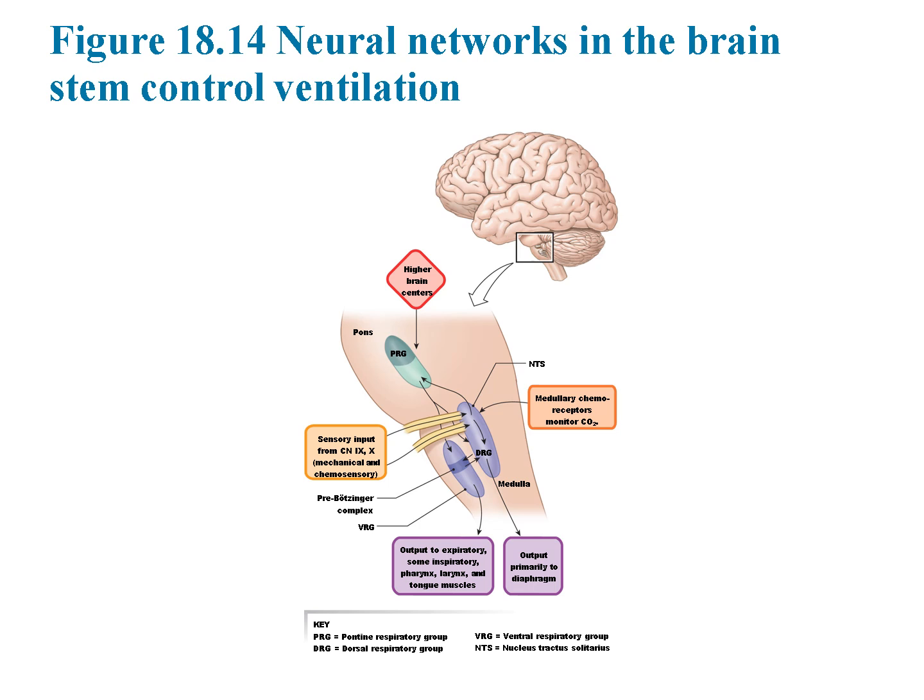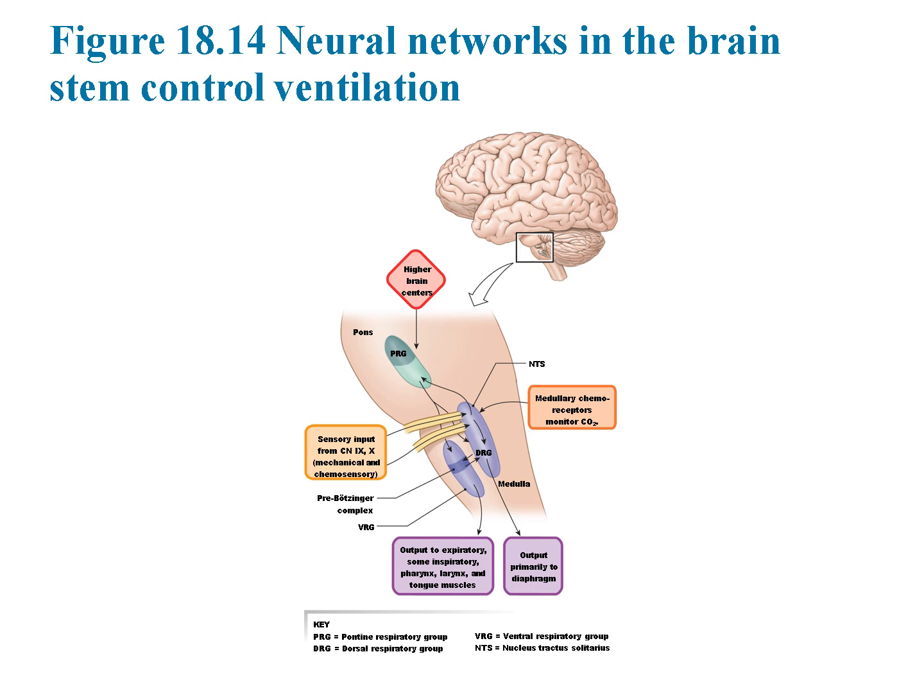These inputs include signals from mechanoreceptors and chemoreceptors, which provide information about lung stretch and chemical changes such as carbon dioxide levels in the blood. The dorsal respiratory group then sends signals to the diaphragm, ensuring proper inspiration.